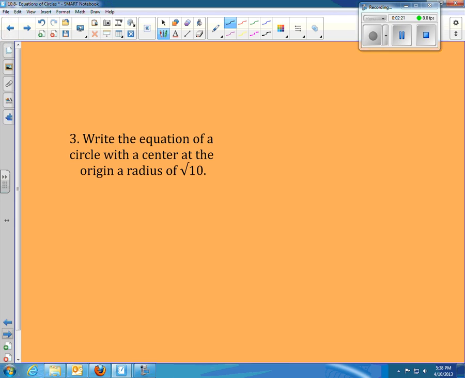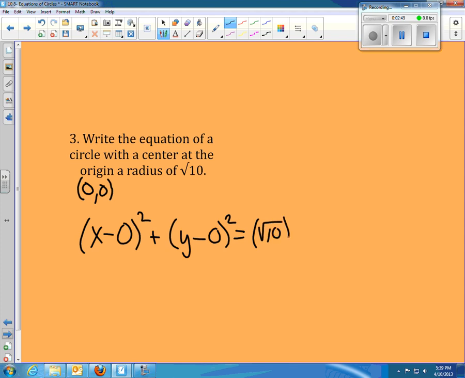Number 3: write the equation of a circle with a center at the origin and a radius of square root of 10. Remember the ordered pair for the origin is (0, 0). So we're going to have x plus 0. Oh, I retract that. We're going to have (x - 0)^2. It really wouldn't make a difference, but we want to stick with what the formula says. (y - 0)^2 equals our radius squared. We're not going to change the square root of 10 into a decimal. We're going to use it with the square root.